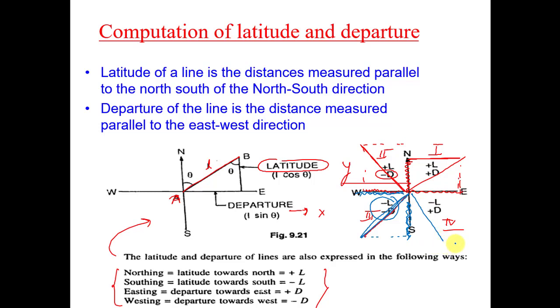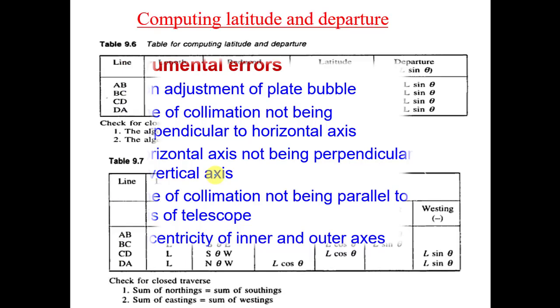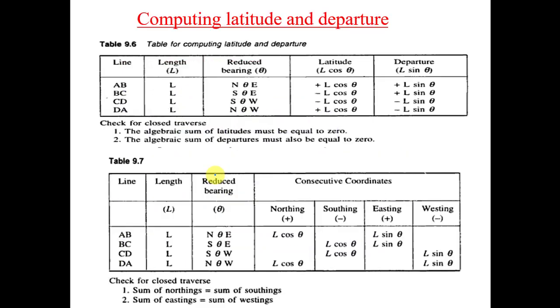So where will this departure and latitude be used? This will be used for closed traversing. But before moving to that concept, we will see table 9.6. In this table we can see how the latitude and departure can be written. The first column represents your lines: AB, BC, CD, DA. This means it starts from A and ends at A, so we can say that this is closed traversing.